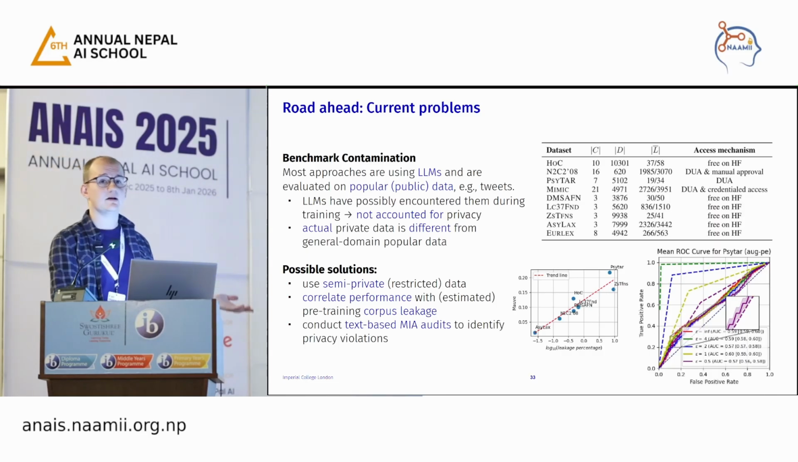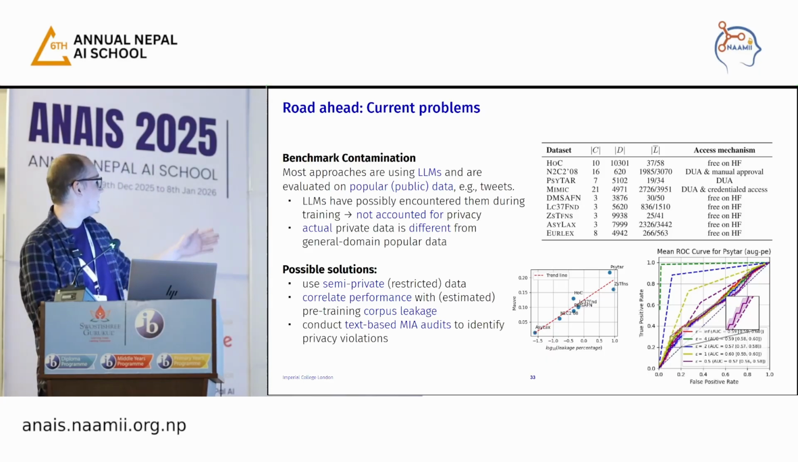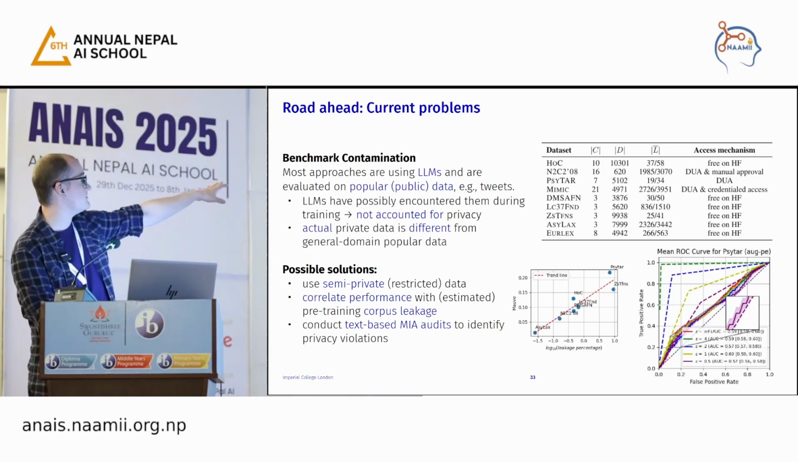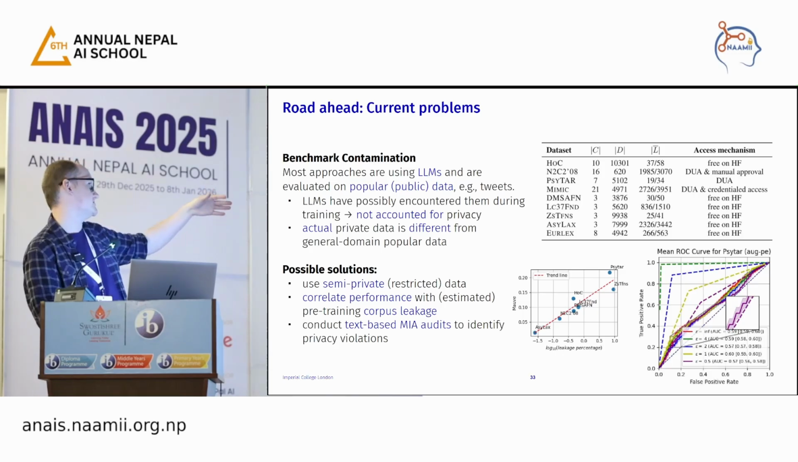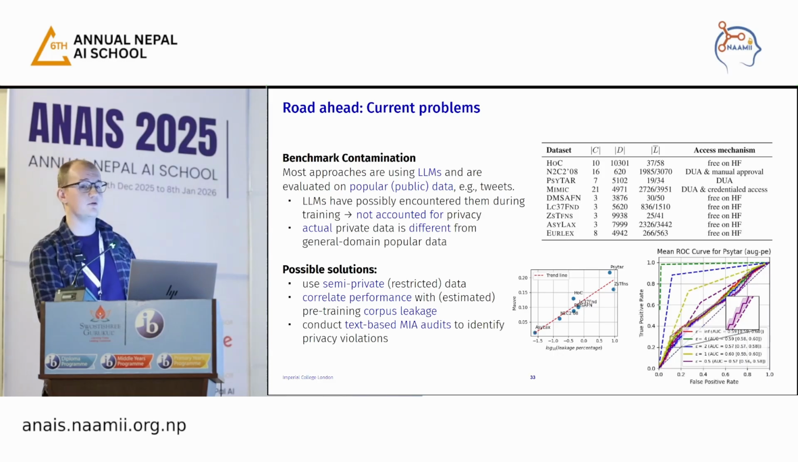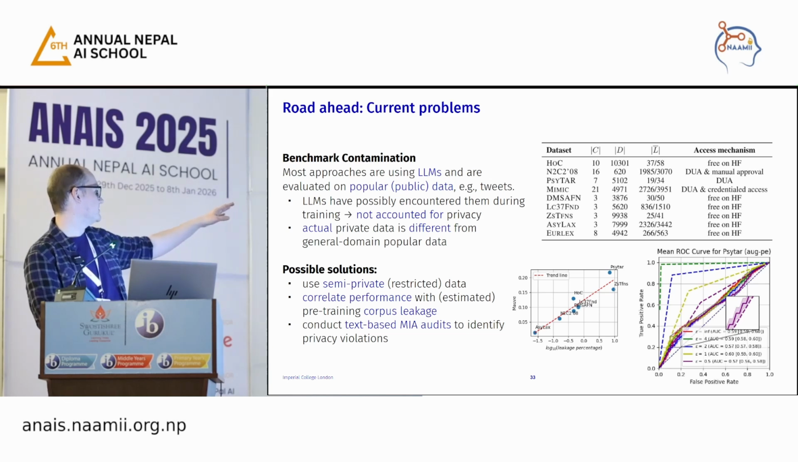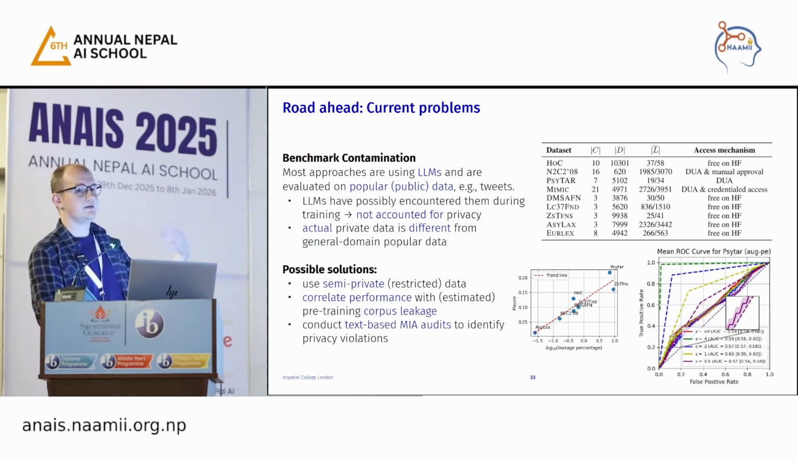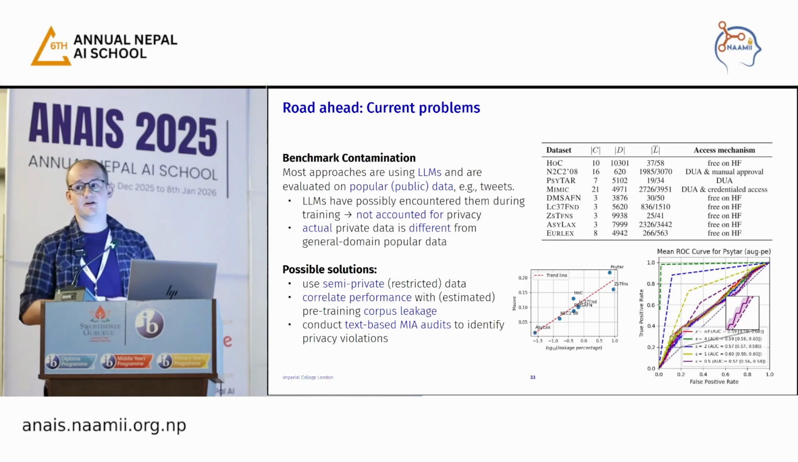So now we've heard about LLMs a lot, and of course, for synthetic data generation, LLMs are handmade for this task, right? And there are a lot of approaches using LLMs to generate differentially private synthetic data, and they're typically evaluated on popular and public data sets such as tweets or movie reviews, right? Now, the chances are that LLMs that have been trained on all of the internet have possibly already encountered these data sets during training, and this is access to data that has not been accounted for in privacy, right?